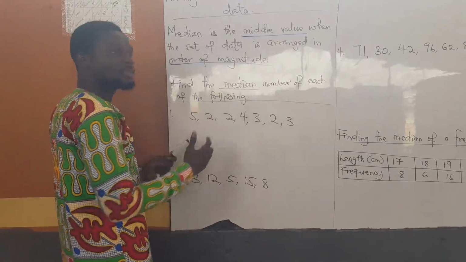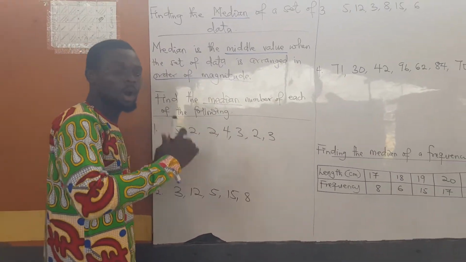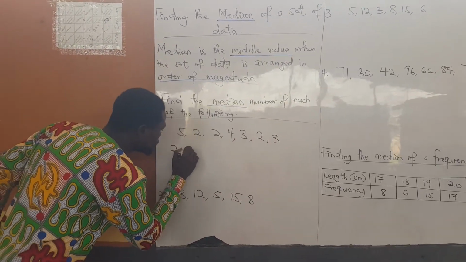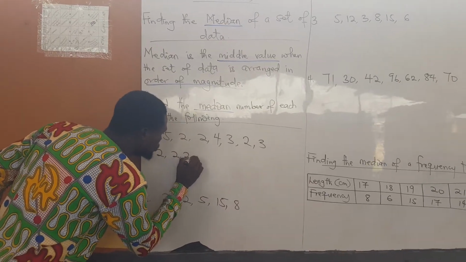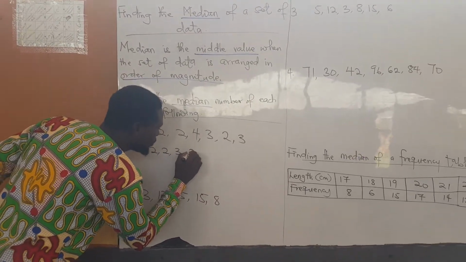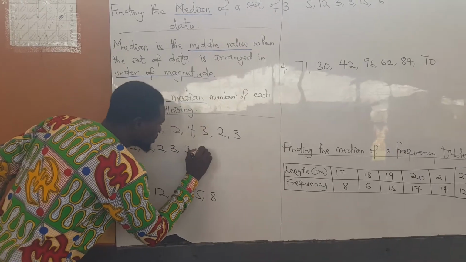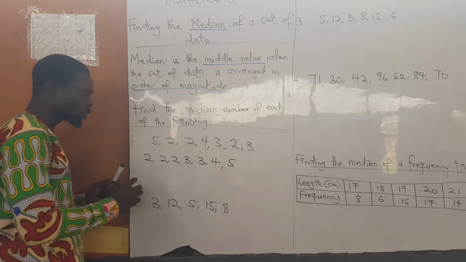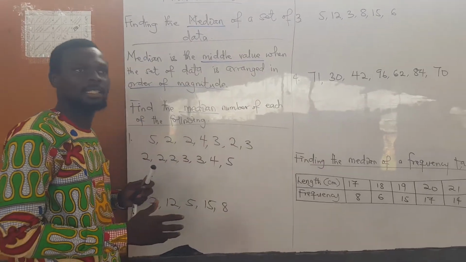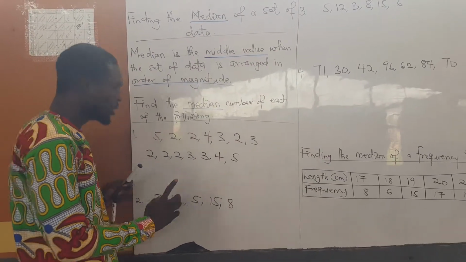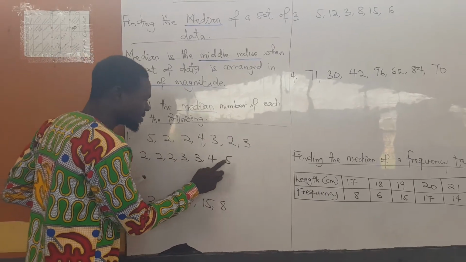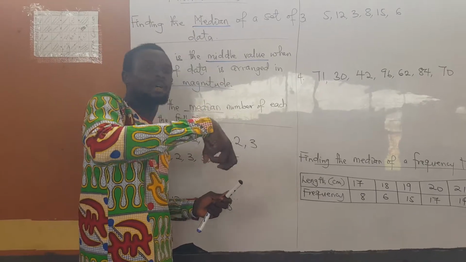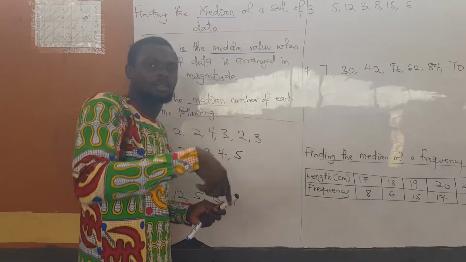So arranging this value in order of magnitude, we are going to start with 2, followed by 3, then 4, then we have here 5. So first, arrange the set of data in ascending order. So we have 1, 2, 3, 4, 5, 6, 7 numbers. Out of these 7 numbers, fish out the number which is in the middle.